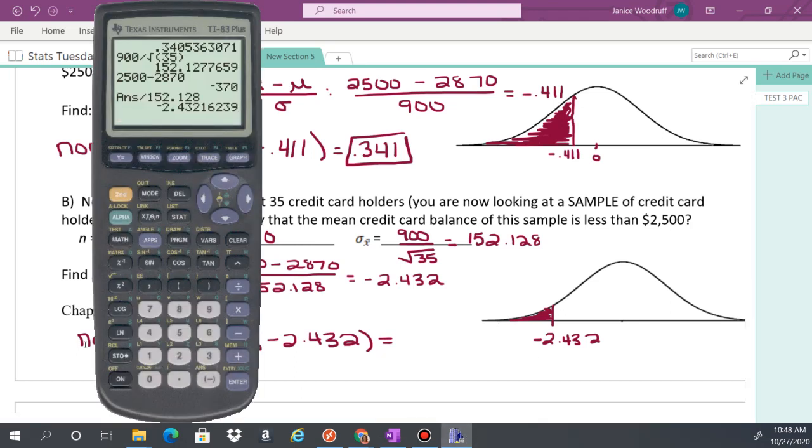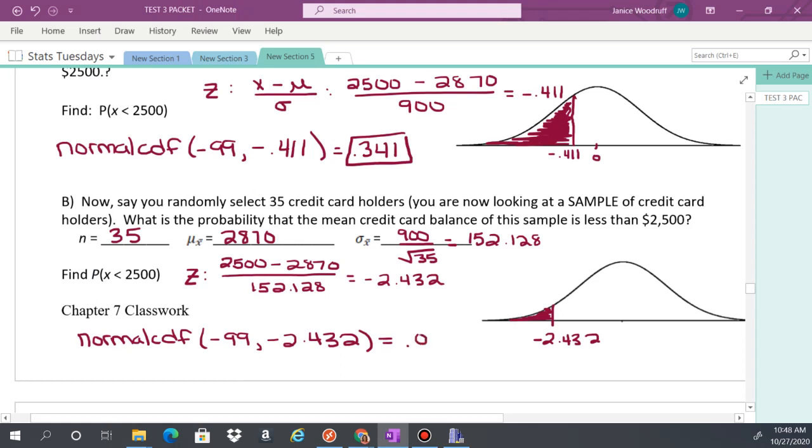Okay, so let's see, second distribution. So negative 99, negative 2.432, 0.008, if I round that up. Definitely a big change. Okay, why?